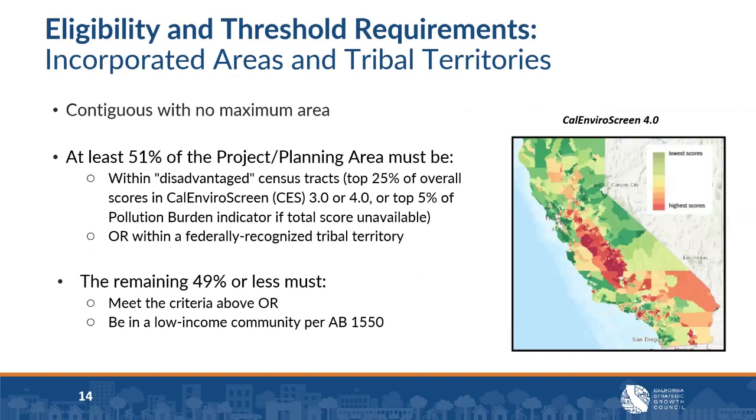So the next two slides talk about eligibility and threshold requirements. This particular slide is in regards to incorporated areas and tribal territories. So project areas must be contiguous, although there is no maximum area. They could be pretty big. At least 51% of the total project area must be within disadvantaged census tracts.